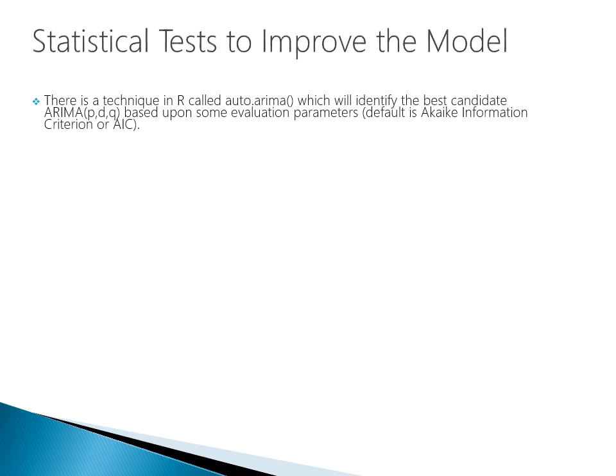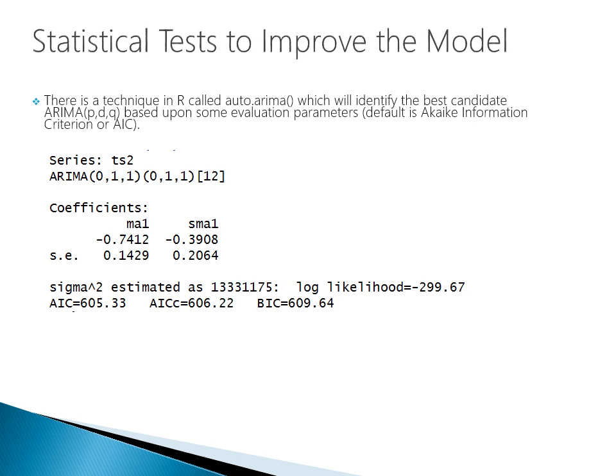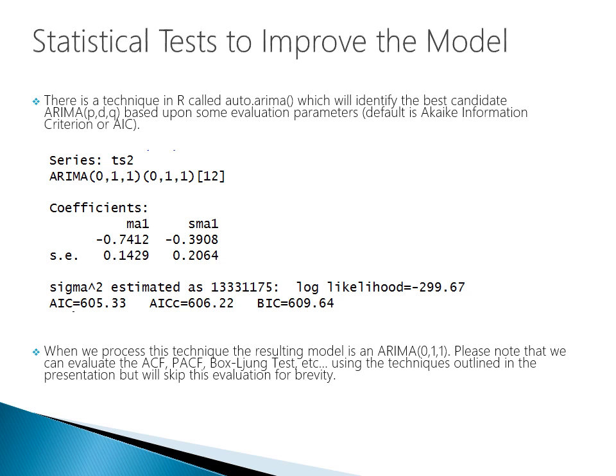There is a technique in R called auto-ARIMA, which will identify the best candidate ARIMA PDQ based upon some evaluation parameters. The default in this technique is the Akaike Information Criterion, or AIC. When we process this technique, the resulting model is an ARIMA 011. Now, please note that we can actually go and evaluate the ACF, the PACF, the Box-Ljung test, etc. using the techniques outlined in the presentation, but we will skip this evaluation for brevity's sake.